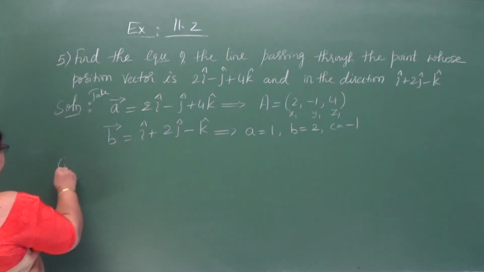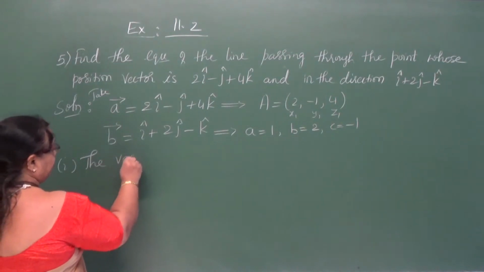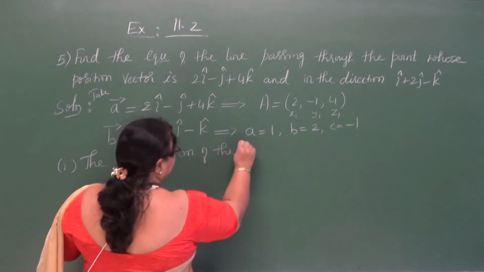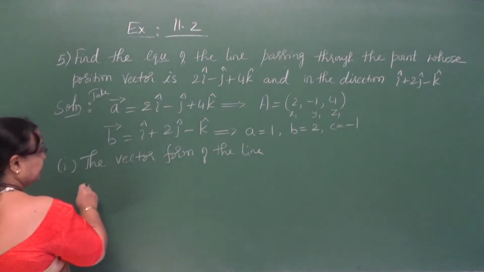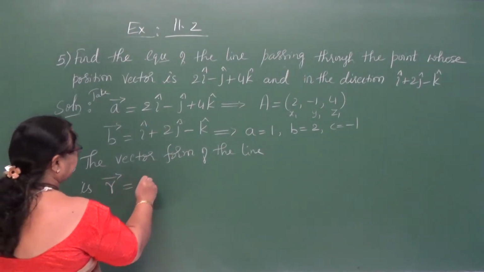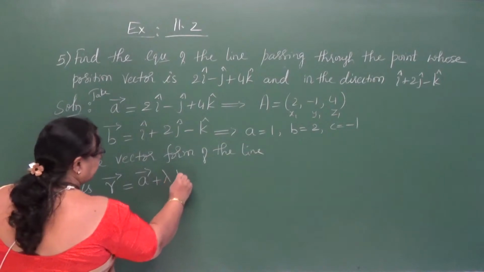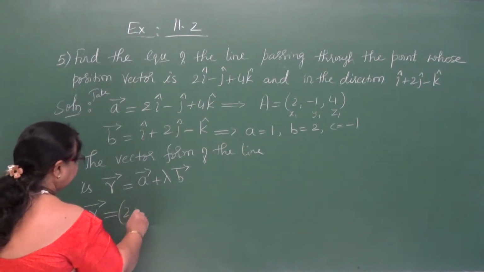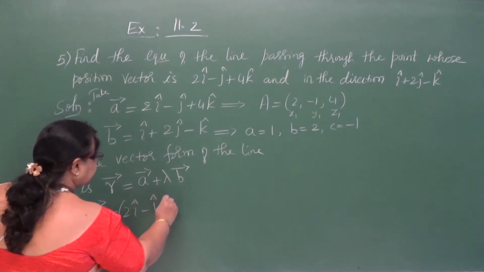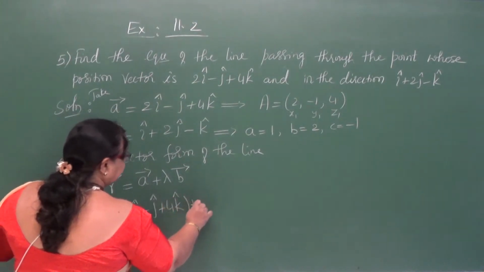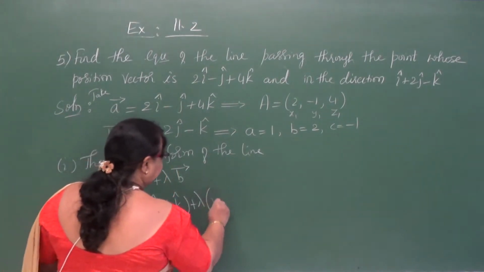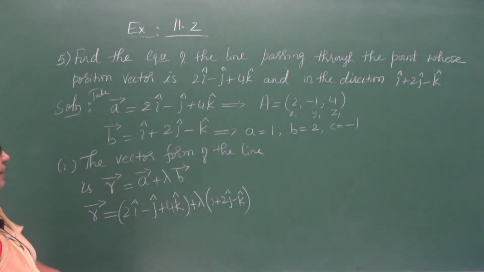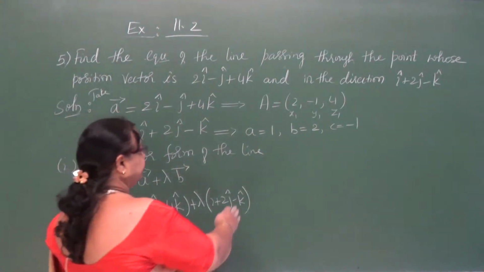Now first, the vector form of the line is vector r equal to vector A plus lambda times vector B, that is vector r equal to 2i minus j plus 4k plus lambda into vector B, i plus 2j minus k. So this is the vector form of the given line.